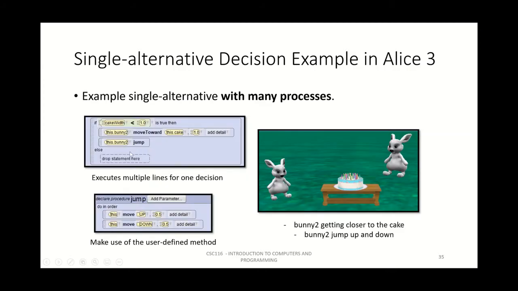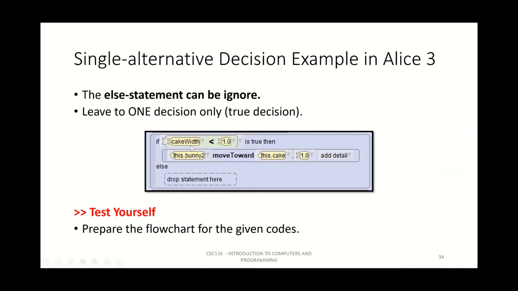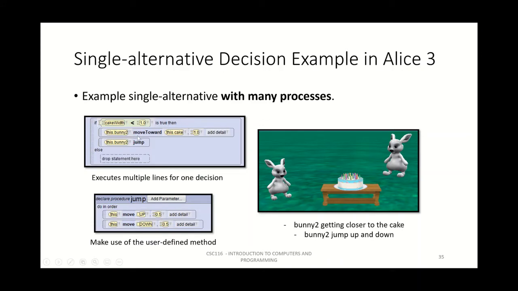And then this is another example, which is a single alternative with many processes. The previous one produced the true case but with only one process. For this example, the single alternative still implements the true condition, but it consists of more than one process. So here you have 2 processes: it will move forward and also will jump. So we have many processes here. Based on this example, you need to create a new procedure, which is the jump. After that, you can call the new procedure.